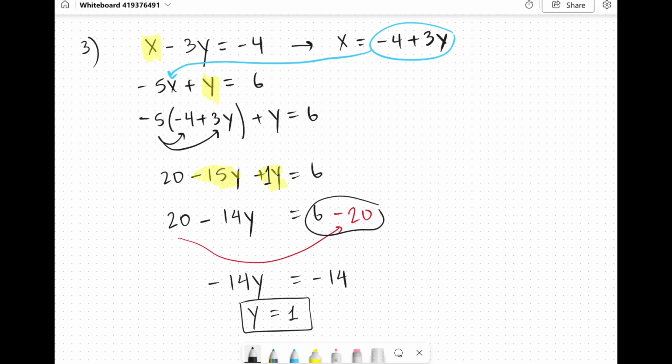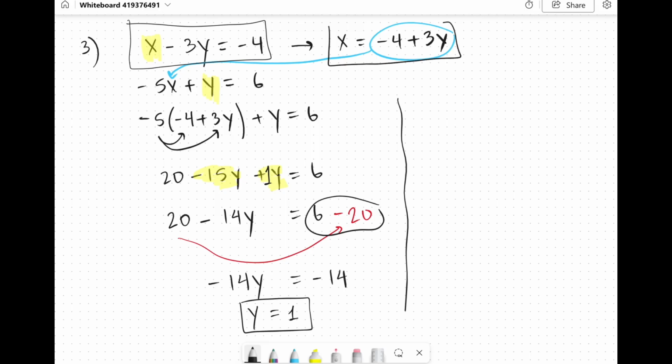Now I will use this y, that is 1, and I will put it back into the other equation. So I will go ahead and put the 1 into the first equation. So my first equation was x minus 3y equals negative 4. You could use that one and you could replace y with 1 in that equation, or you could use this version of it and replace y with 1 in that version, which to me seems easier, but it's up to you. So I will be replacing this y here with 1.